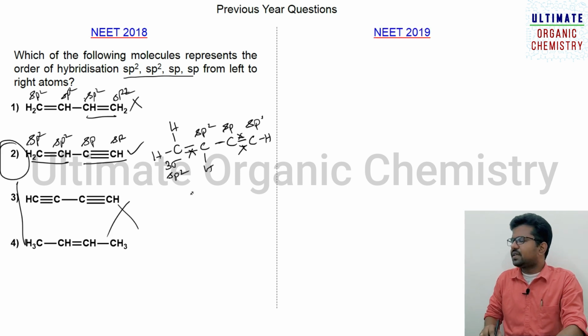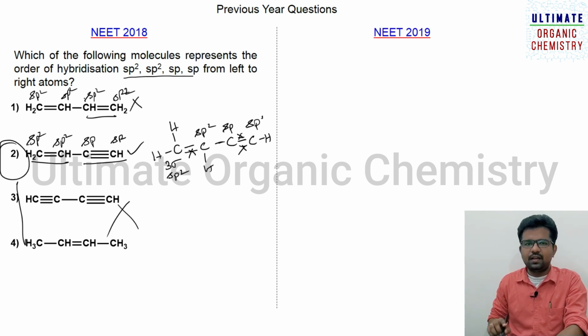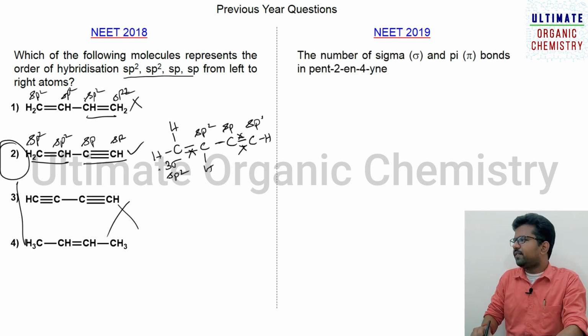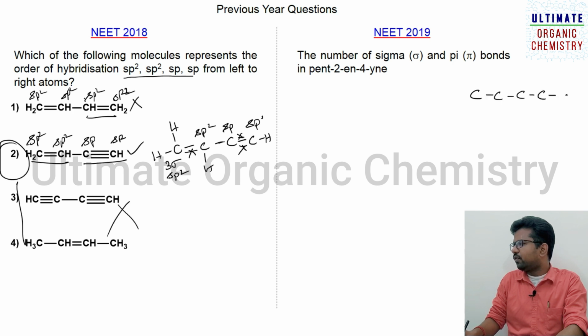So we'll go to the other question. This was asked in last year's NEET, the 2019 NEET examination. The question was the number of sigma and pi bonds in pent-2-en-4-yne. Pent means you should have 5 carbon atoms, 1, 2, 3, 4, 5. So we give numbers 1, 2, 3, 4, 5. Here at the second position you have a double bond, and at the fourth position a triple bond.